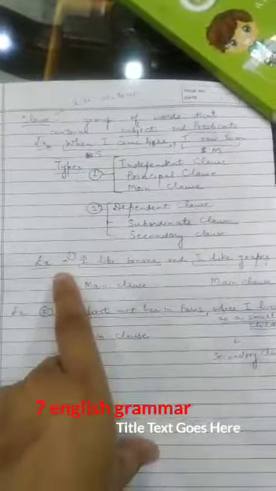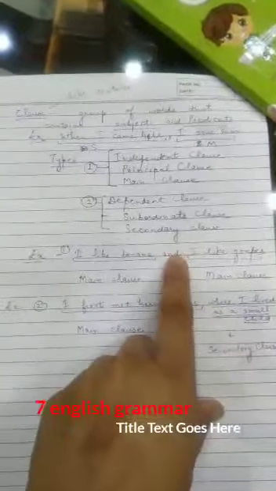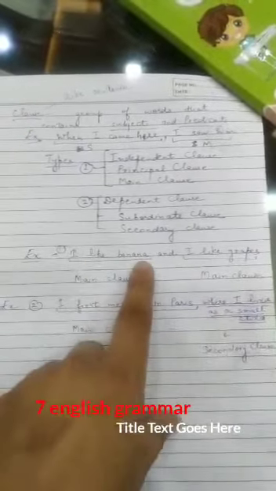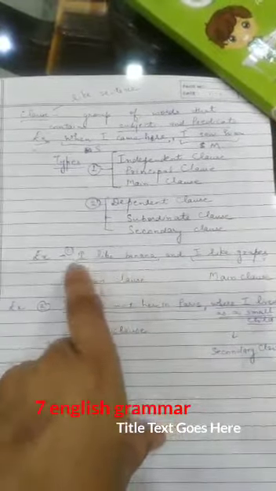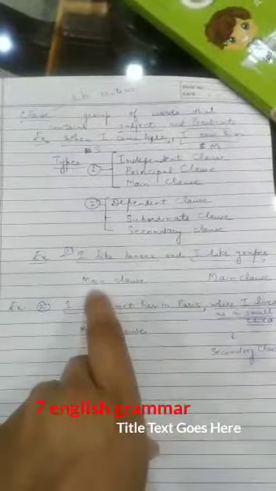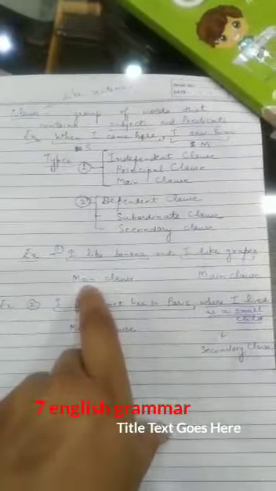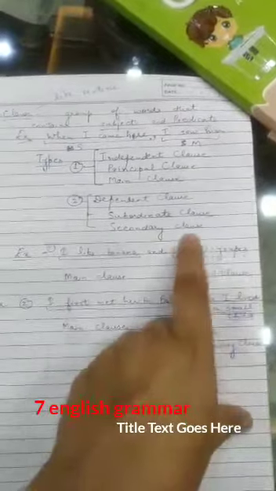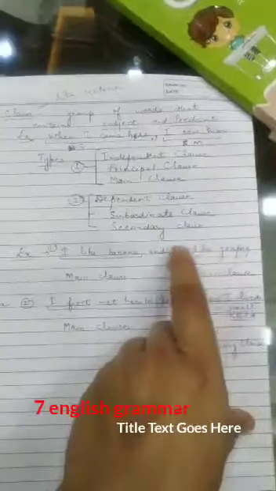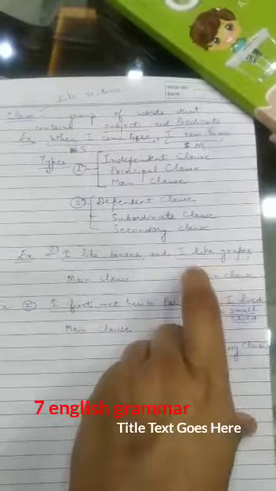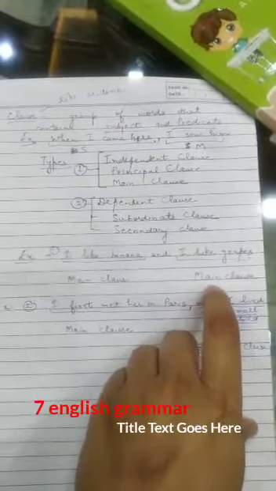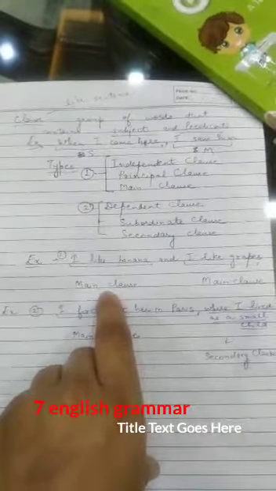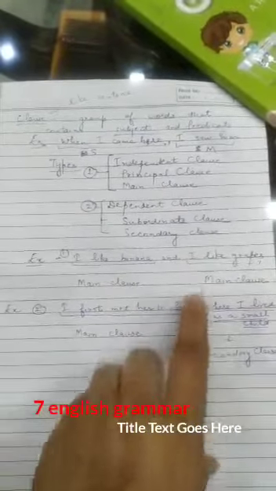Now look at another example. I like banana and I like grapes. I like banana. It is giving us proper information, so we can say that it is a main clause. The other part, I like grapes. It is also giving proper information about the subject, so it is also a main clause. So in this sentence, the sentence contains two main clauses joined by a conjunction.